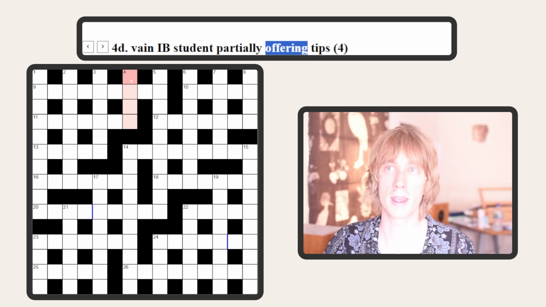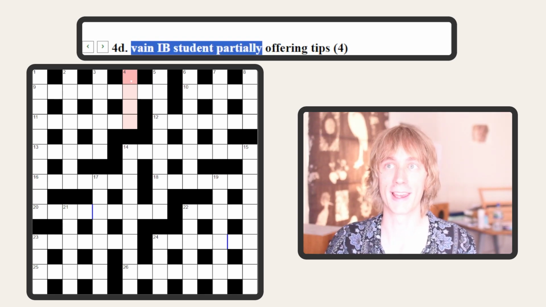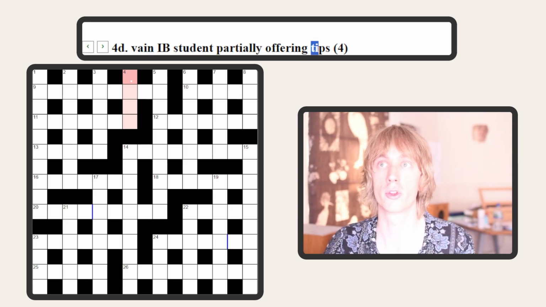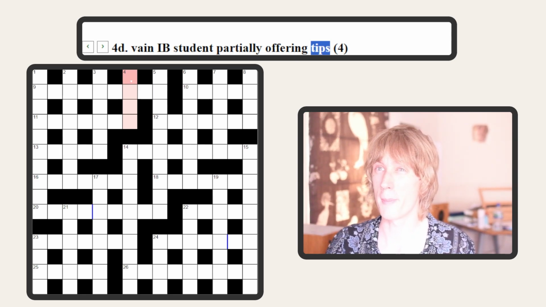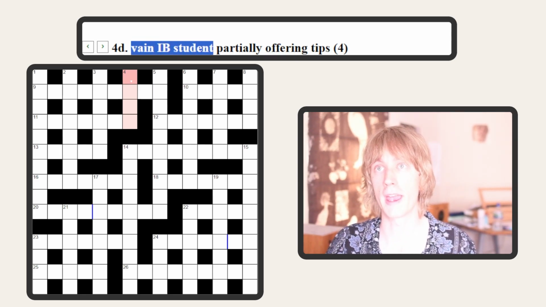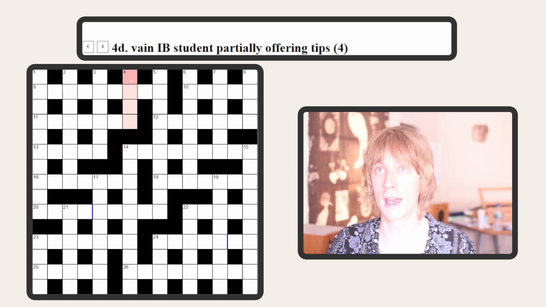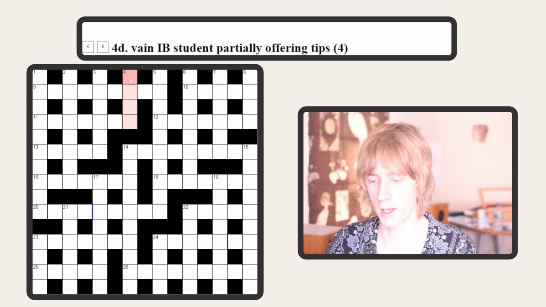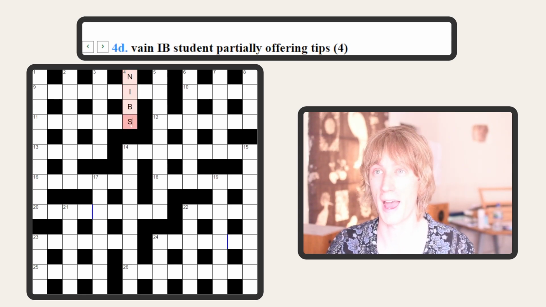But offering can be a link word, right, telling you that vain IB student partially offers the word tips. So that's my reading of the clue. We're looking for a word that means tips, and that's offered to us through part of vain IB student partially. And I can actually see here that inside vain IB student, we have the word nibs. So our first word is nibs. Nibs are, of course, the tip of a pen.